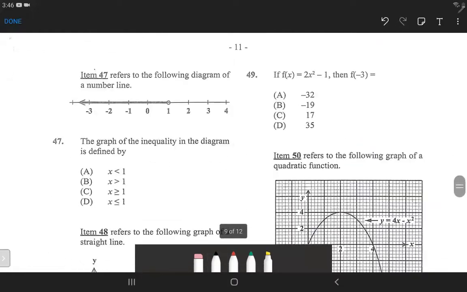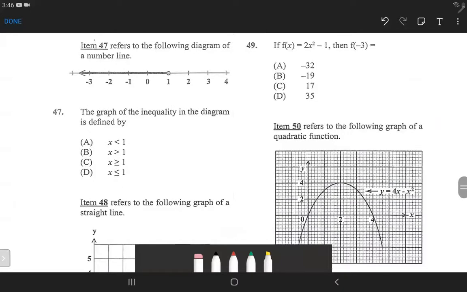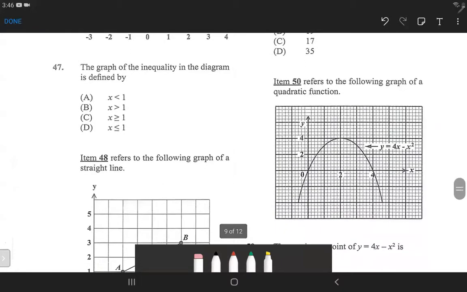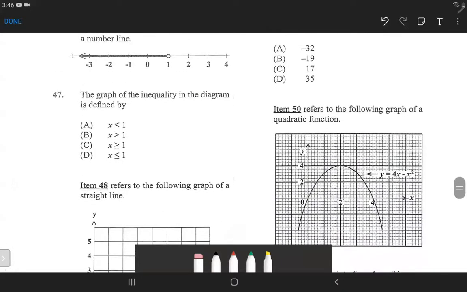Right, 47 refers to the number line, the graph of the inequality in the diagram. Okay, that means it is less than 1. It cannot be equal because it is not shaded. So that is less than 1. That's this one.